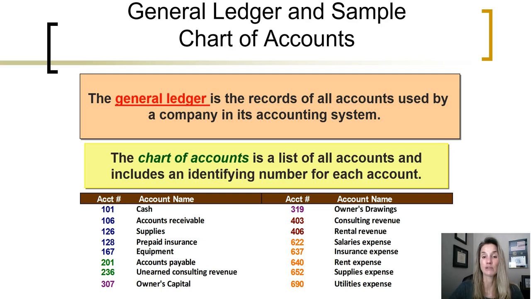So a company can call their accounts really whatever they want. But notice that each account has a unique name and a unique number. It just helps in keeping track of the different types of assets, different types of liabilities, and the different equity accounts if they all have a unique name and a unique number.